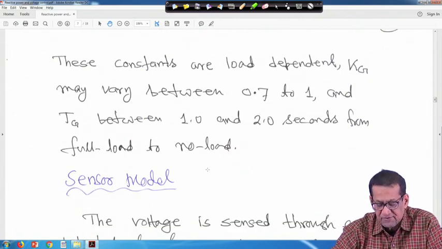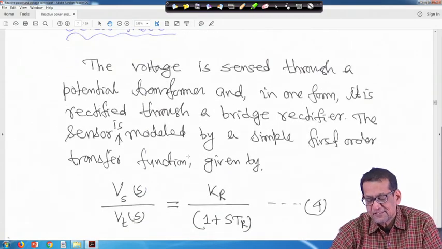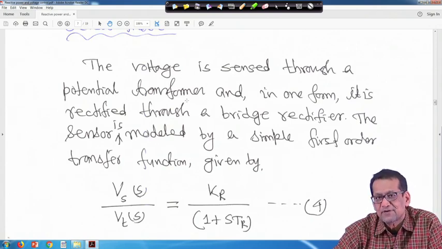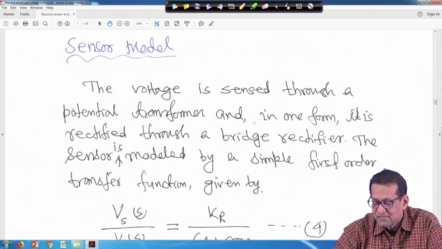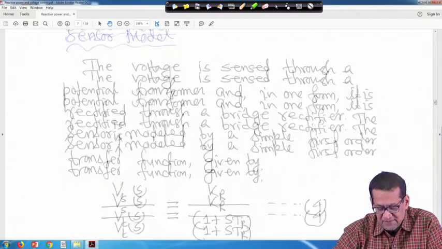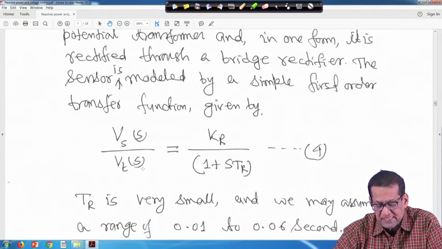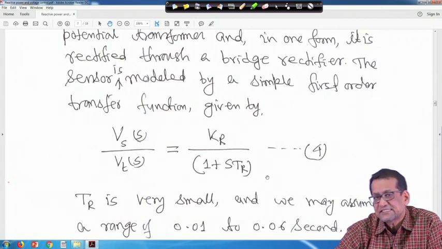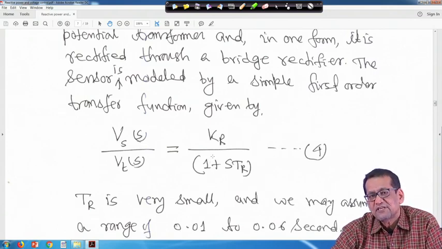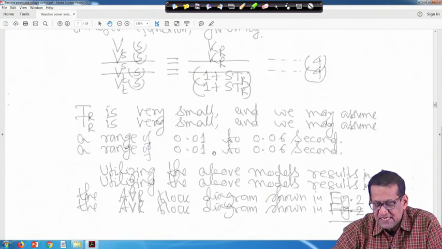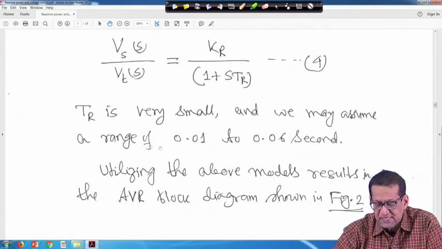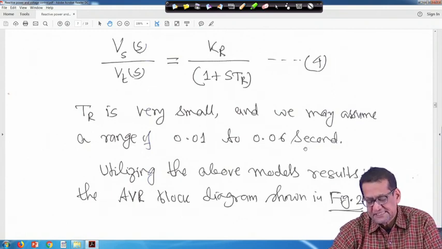Next, the sensor. Sensor means the voltage is sensed through a potential transformer, right, and in one form it is rectified through a bridge rectifier. The sensor is modeled by a simple first order transfer function given by VSS upon VTS is equal to KR upon 1 plus S TR. This is equation 4. So, all these components we are representing by first order transfer functions with some gain, right. TR is very small and we may assume a range of 0.01 to 0.06 second.